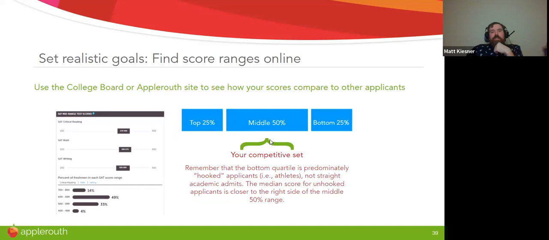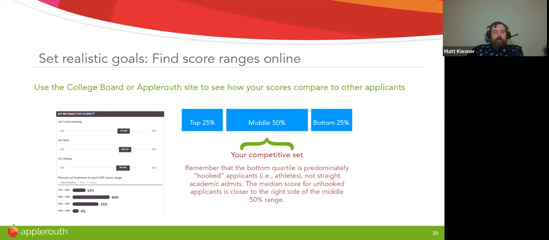All right, and then set realistic goals. Looking forward, what schools are you applying to, right? Don't just try to get a 1600 or a 36 on the ACT because you could. What score for the schools you're looking for would make you happy? Looking at these rankings, if you set this up as the middle 50, you want to be in this set. Ideally, you want to be towards the high end of that middle 50. That shows you have strong scores for that school.